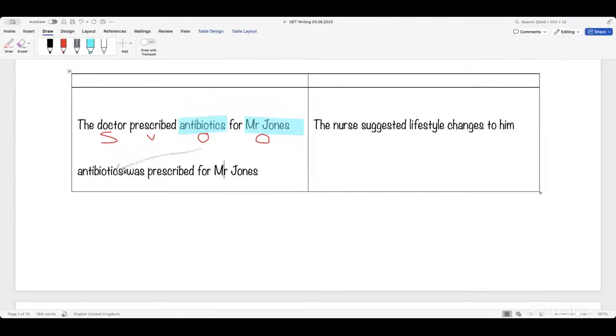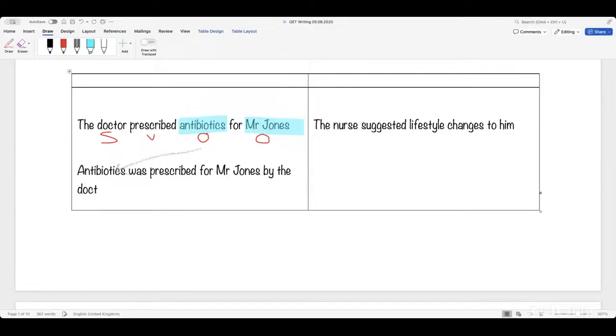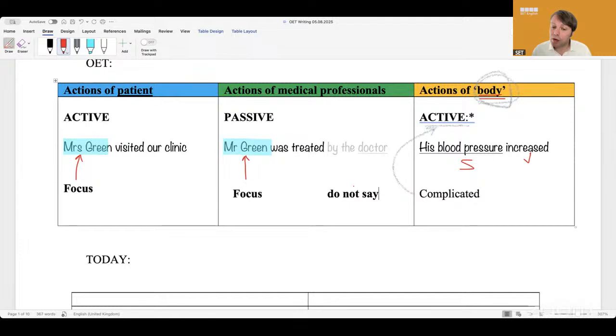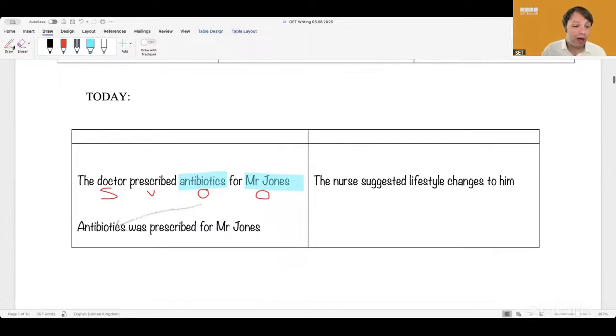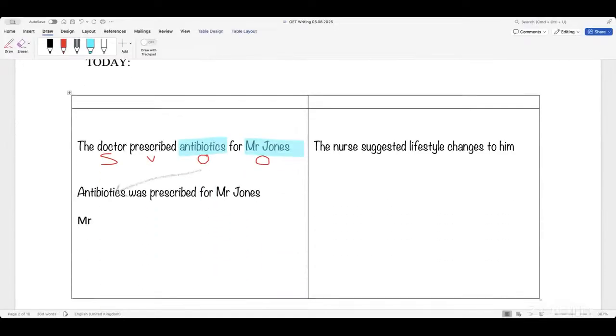Now, he said by the doctor, Kadriye. Should I say by the doctor? I think it's not needed, because it's not our focus. We know the healthcare profession, and it's just the wrong style. In your OET letter, you don't need to say, and you shouldn't really say, the subject of the sentence. Okay, so antibiotics was prescribed. We can say this one, but we can also say the other one as well. What's the other one? Mr. Jones was prescribed antibiotics.